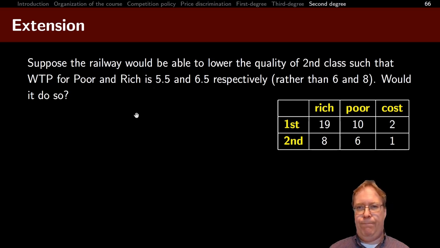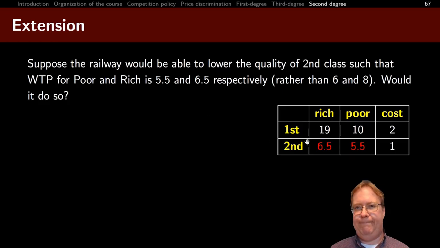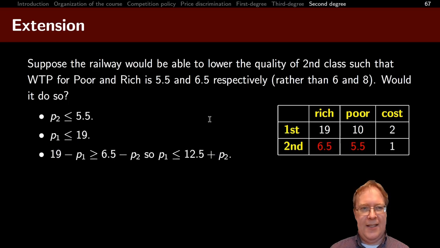In this case, would it be willing to do that? So this was the original situation, but now this is the new situation. Okay, let's see how that affects the analysis. These are my new constraints. P2 has to be smaller than or equal to 5.5. If I want the low to travel, P1 again has to be smaller than or equal to 19 if I want the rich to travel first class.